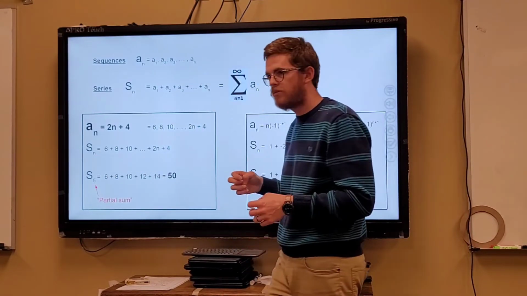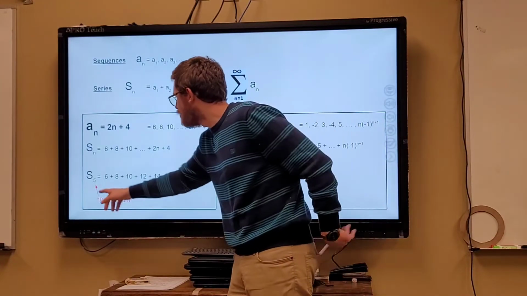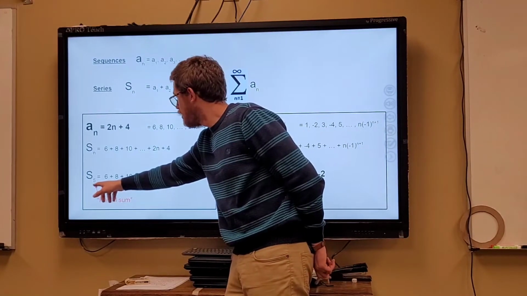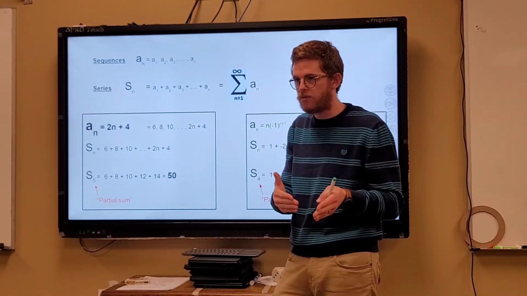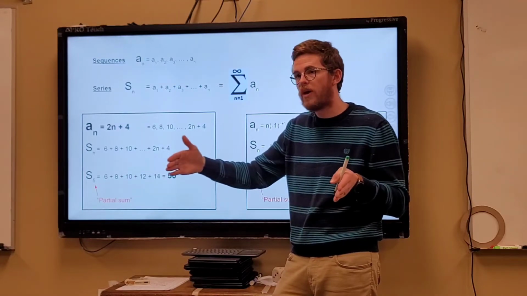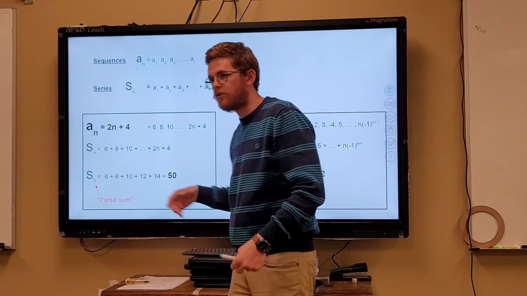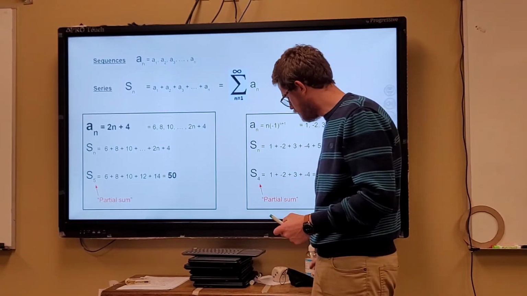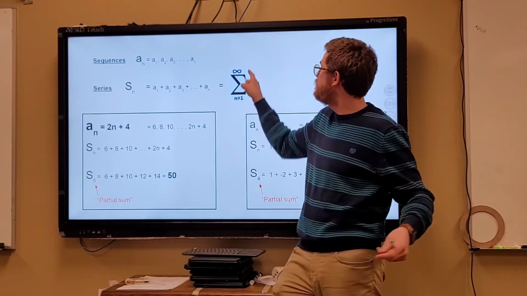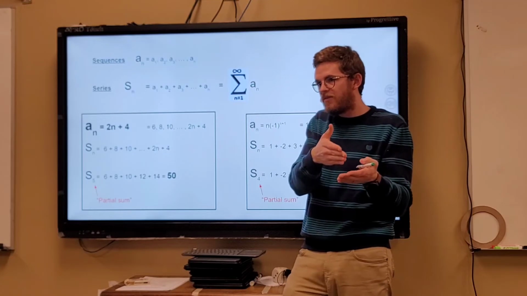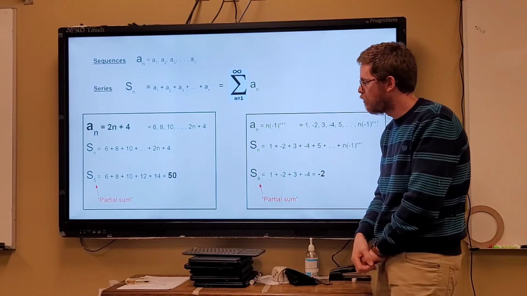A summation, well, we're adding along the way. So if I wanted to find S of 5, that means I'm going to add the first 5 terms. I'm going to go all the way out to the 5th, and that's where I'm going to stop. And we call that a partial sum, because we're not adding all the way out to the infinite term. We're stopping at 5. So it's just a partial sum.